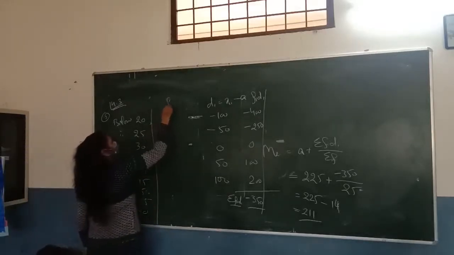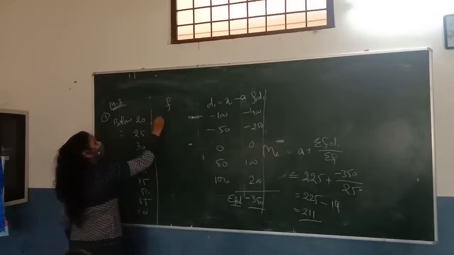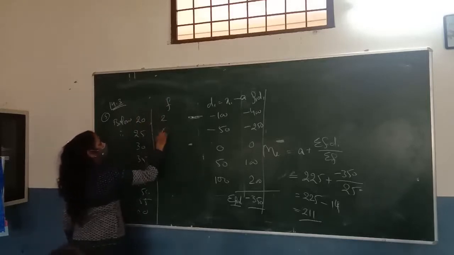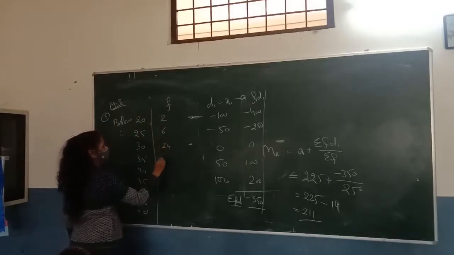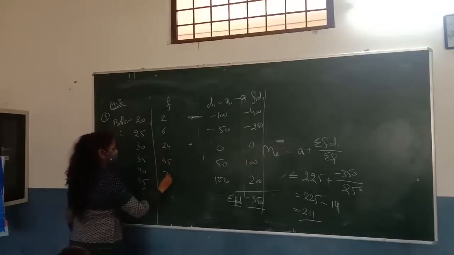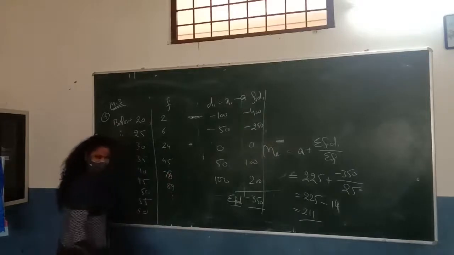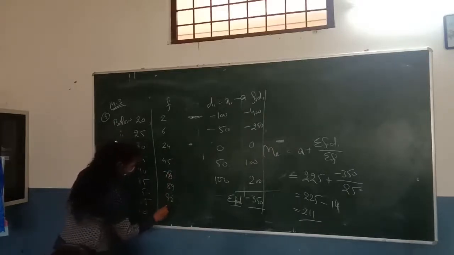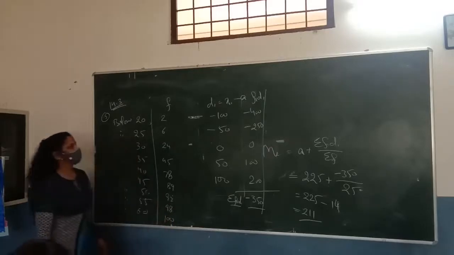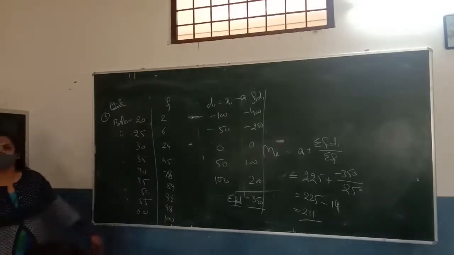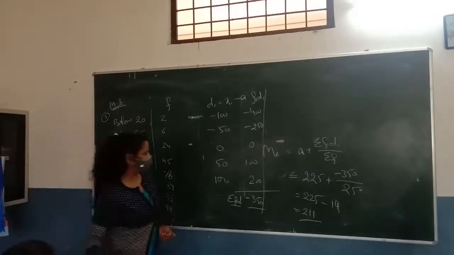Daisy, what are the frequencies? 2, 6, 24, 45, 78, 89, 92, 98, and then 100. And now, can I rub this board? Yes, ma'am.